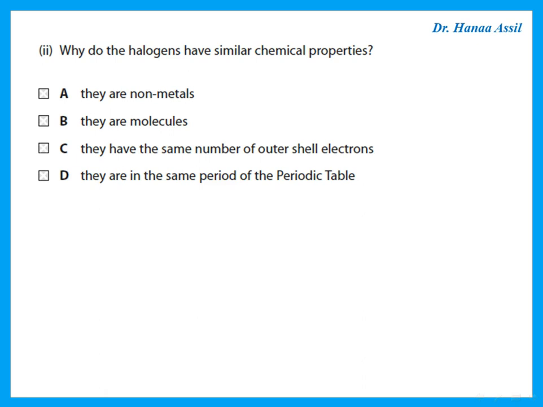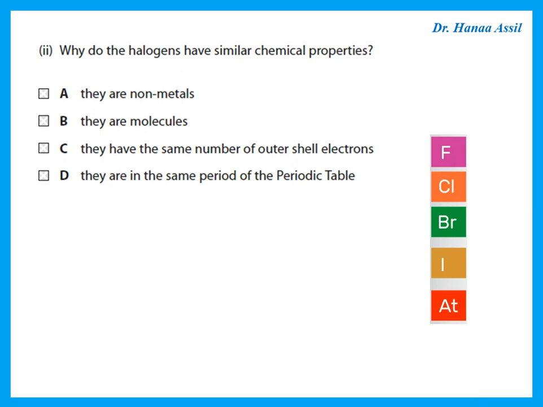Why do the halogens have similar chemical properties? Remember that all halogens are in the same group. They're all in group 7. So they all have the same number of electrons in the outer shell. Remember, they don't have the same number of shells. They have the same number of electrons in the outer shell.